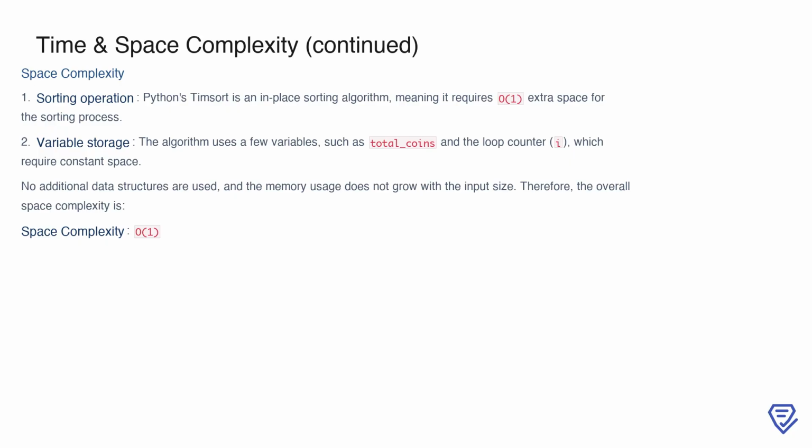Beyond sorting, the algorithm uses a few variables, such as total_coins and the loop counter, to keep track of the result and iteration progress. These variables also require constant space, as they do not scale with the size of the input. Since no additional data structures or memory allocations are introduced, the overall space complexity of this algorithm is O(1). This makes it highly efficient in terms of memory usage.